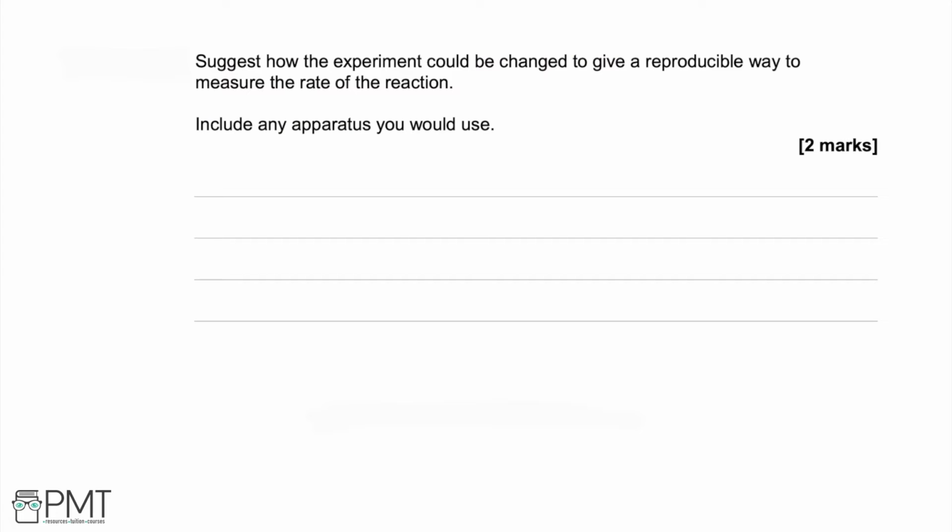So, how could the experiment be changed to give a reproducible way to measure the rate of the reaction? Include any apparatus you would use. Well, we know that rate is the same as the change in concentration or volume over time. Therefore, to work out rate, we need to be able to measure both the change in something and time. The question mentions reproducible, and this means any scientist could carry out the same investigation and get the same quantitative results.